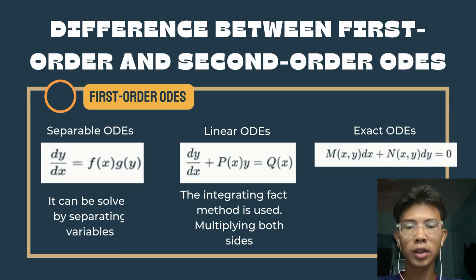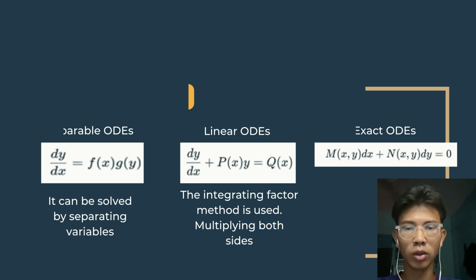Difference between first order and second order ODE. First order separable ODE, dy/dx equals f(x)g(y). It can be solved by separating variables. Second is linear ODE, dy/dx plus p(x)y equals q(x). The integrating factor method is used. Multiply both sides. Last is exact ODE, M(x,y)dx plus N(x,y)dy equals 0.